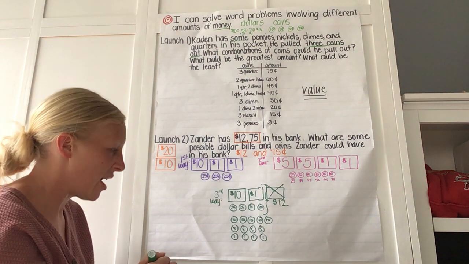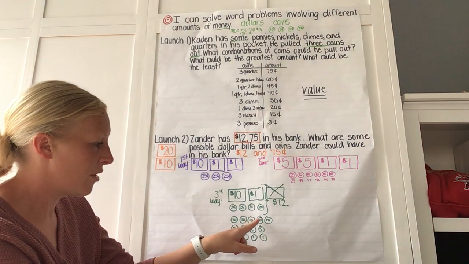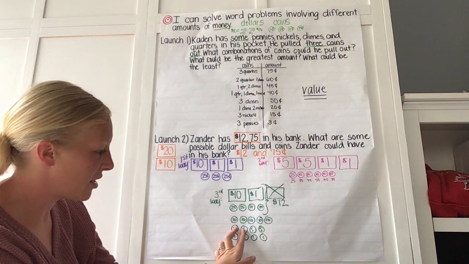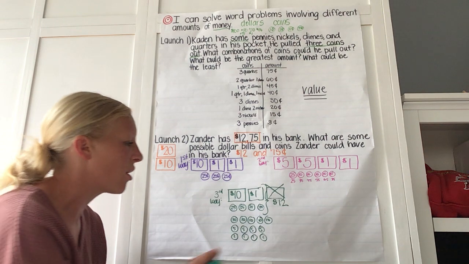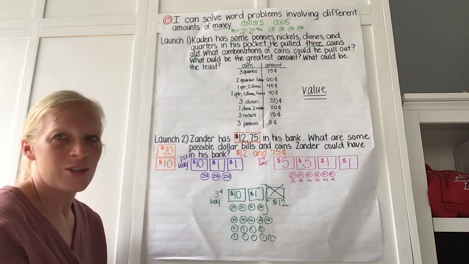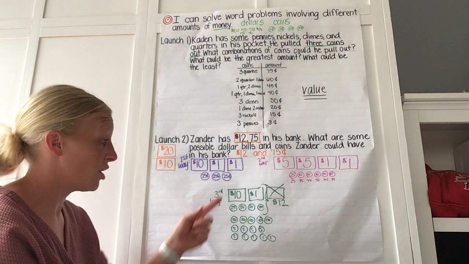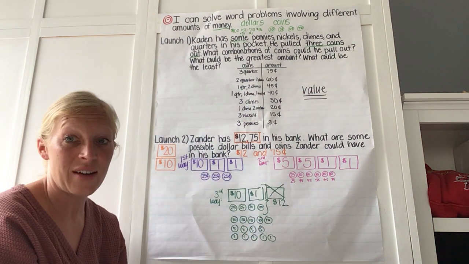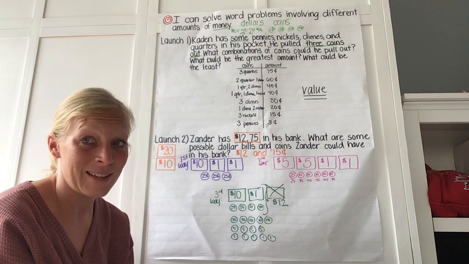All right, so how do you know that equals 75? 10, 20, 30, 40, 50, 60, 70, 71, 72, 73, 74. Oops, I'm sorry. 75. So you group those 5s together to make those 10s. Does this one also show $12.75? It does. Are these all the ways?